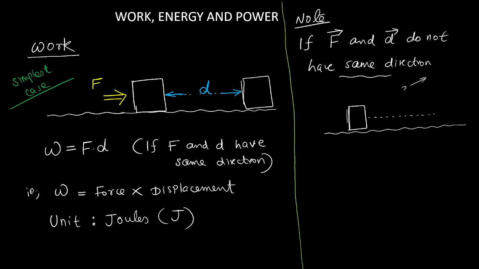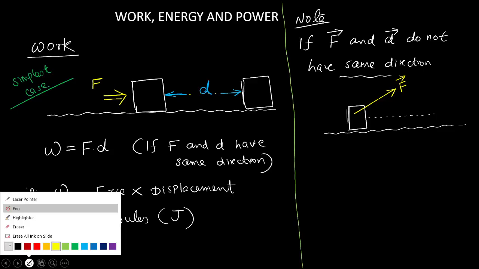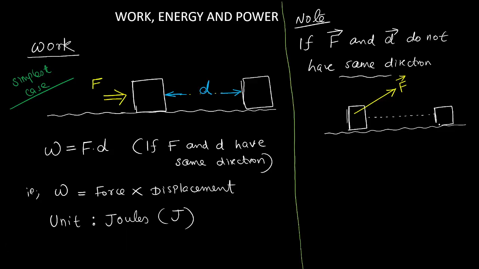So my general case is, what happens if F and D do not have the same direction? For example, I am pushing the table like this. I am applying a force making some angle with the horizontal, right? Do you believe that the table will be moving like this? No. The table is restricted to move horizontally. Understood? It cannot fly. So as a result of this force, the table has got some displacement, say D.